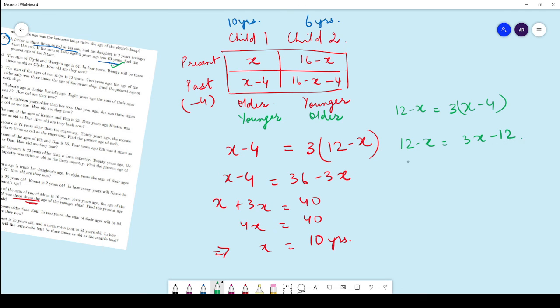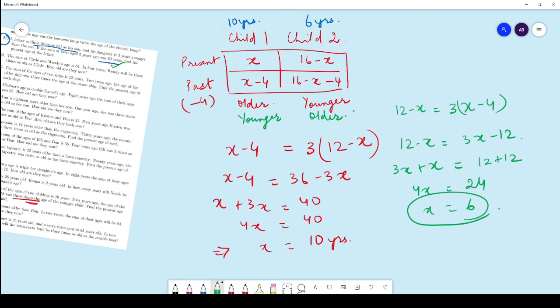So we move the numbers to one side and the variables to the other side. So 3x, you take the x to this side, 3x plus x equals 12. We have moved x to this side and we are moving the 12 to this side. So we have 12 plus 12, so that makes it 4x equals 24 and x equals 6. So now see that we have this as the older child. So here we are getting the value of x as 6.